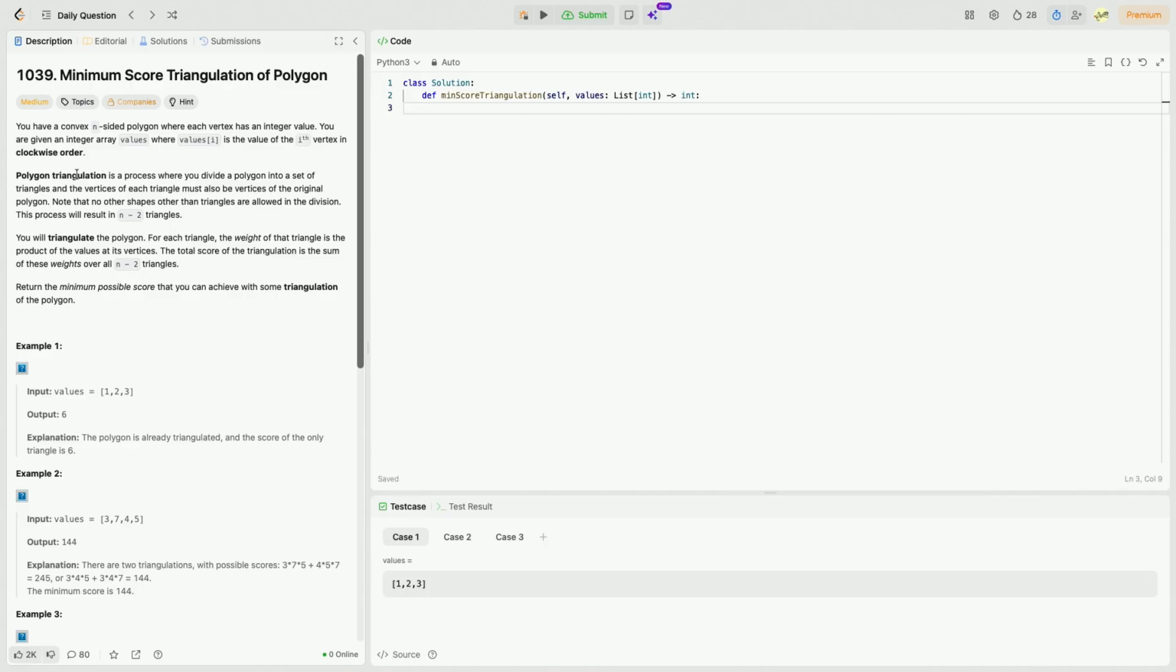Polygon triangulation is a process where you divide a polygon into a set of triangles, and the vertices of each triangle must also be vertices of the original polygon. Note that no other shapes other than triangles are allowed in the division. This process will result in n-2 triangles. Why n-2?